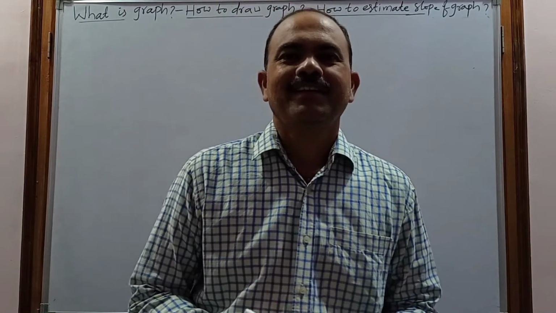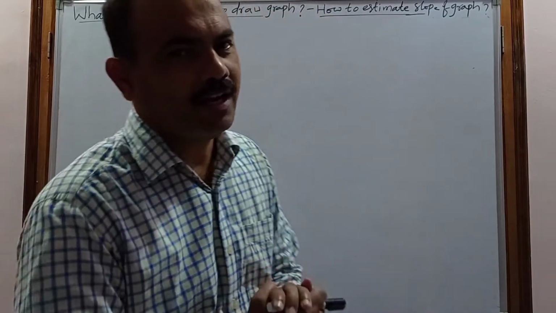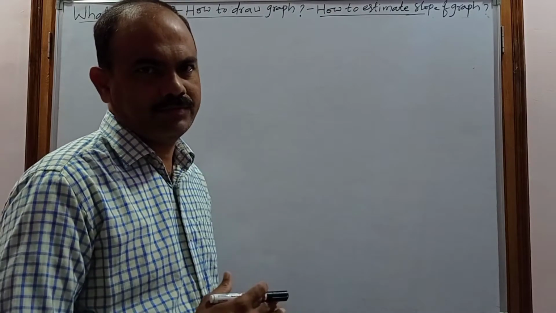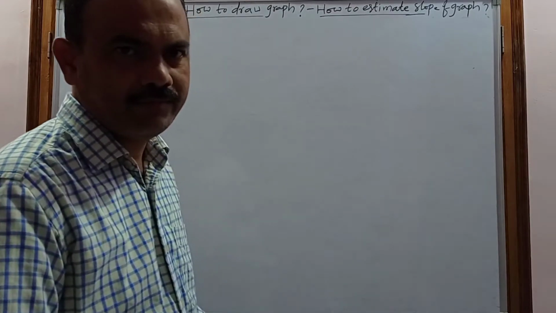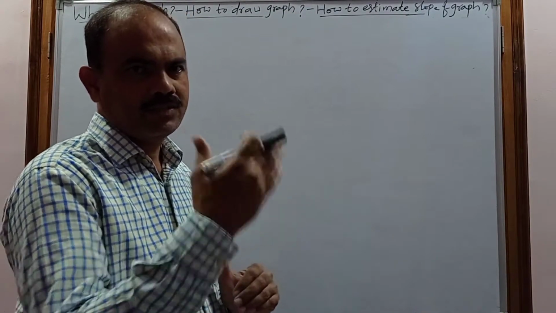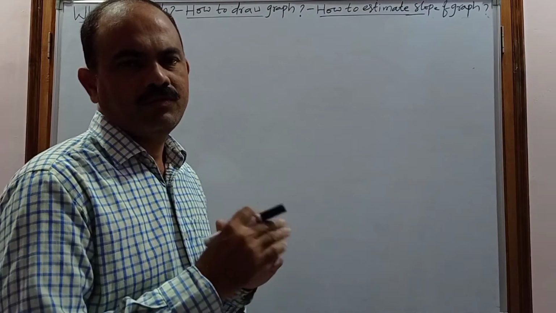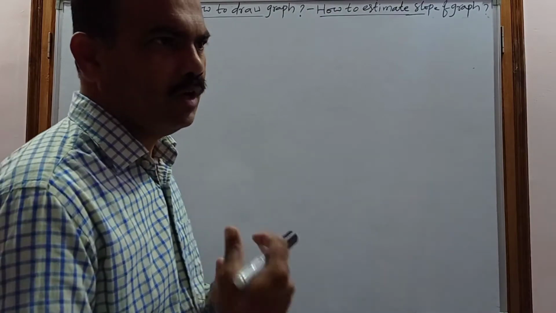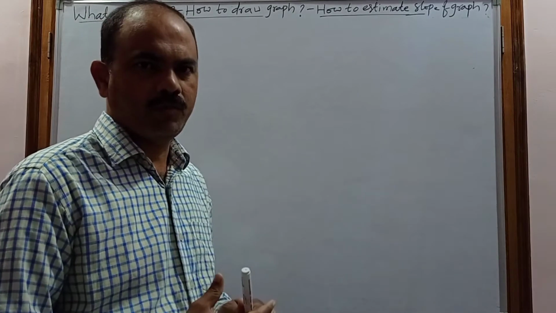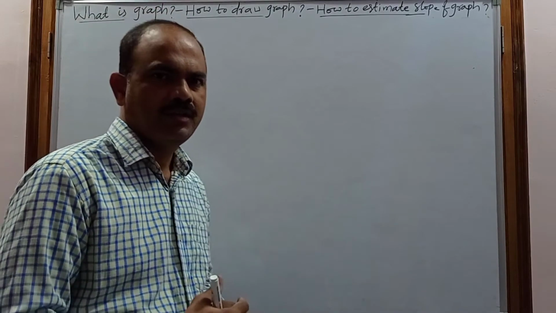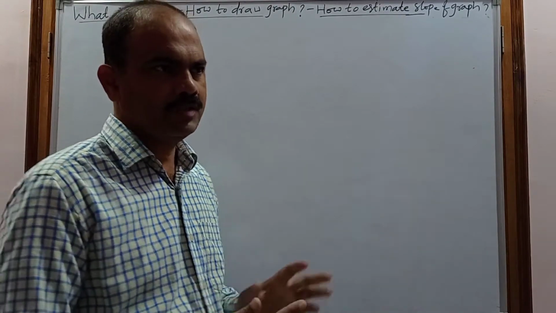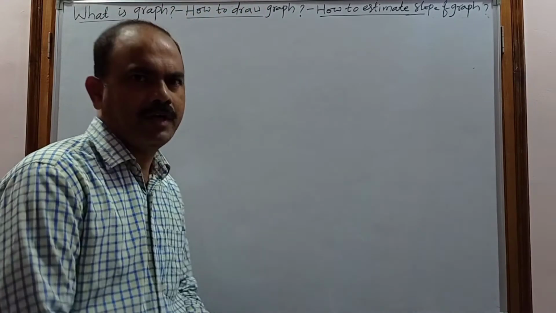Hello children and viewers. In this class I am going to explain the fundamentals related to graphs: what a graph is and how to draw a graph. After drawing the graph we get a straight line or a curved line. For that line, how can we find and estimate the slope? In physics there is a lot of importance in finding the slope, so that's why I am going to explain the fundamentals of graphs.